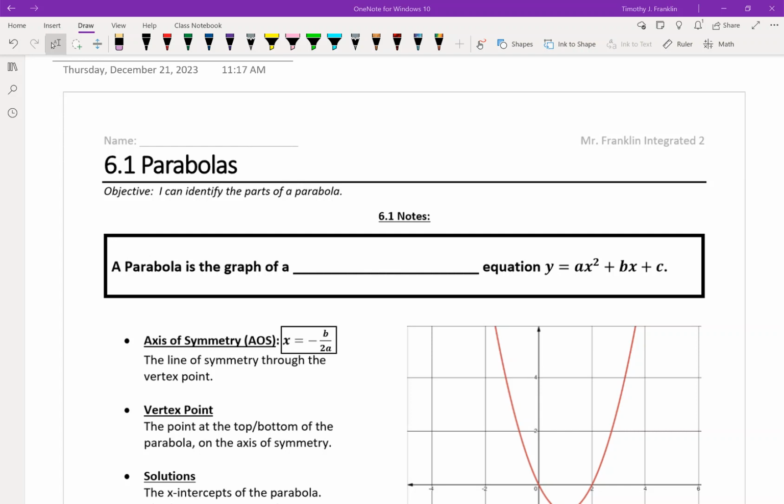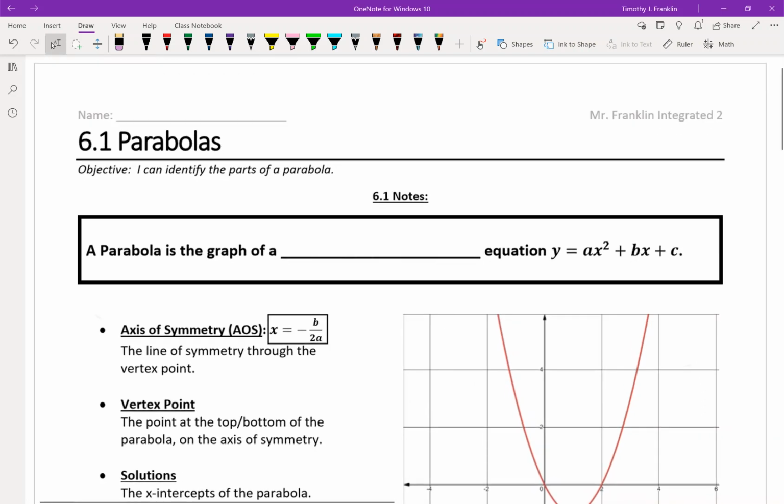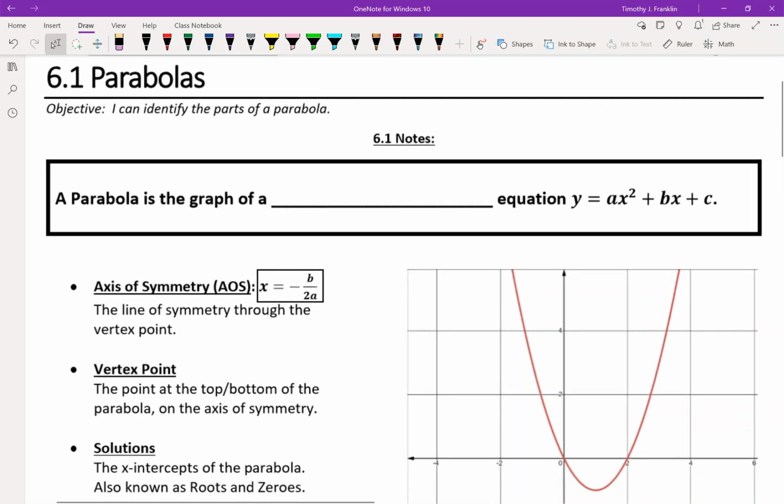All right, in today's notes, we're going to look at parabolas. Start off Unit 6. We're going to be graphing parabolas. And so in these notes, we're going to talk about what a parabola is and the different features and parts of it. So first of all, really simply, a parabola is the graph of a quadratic equation.